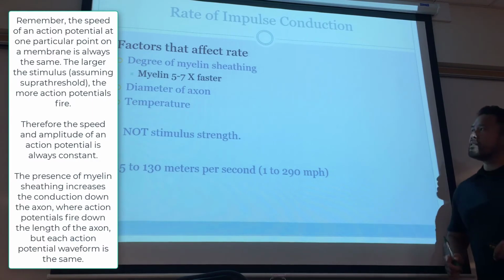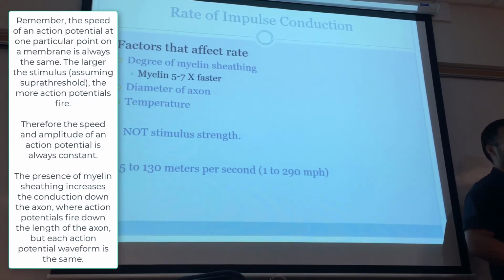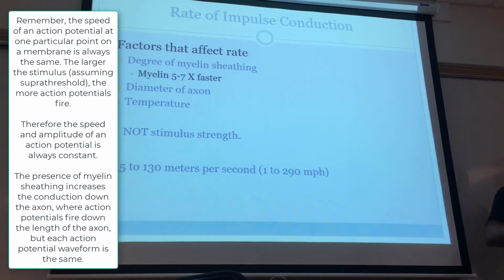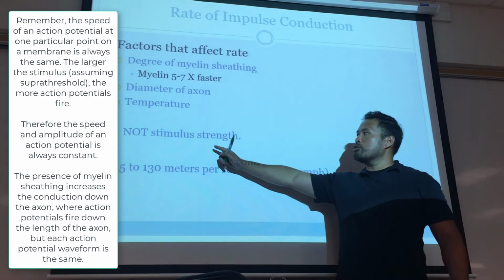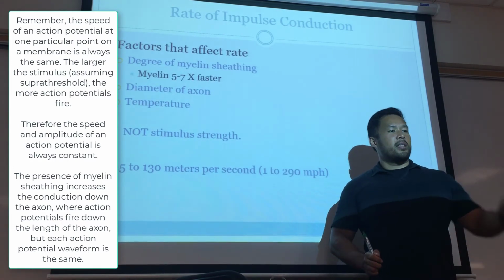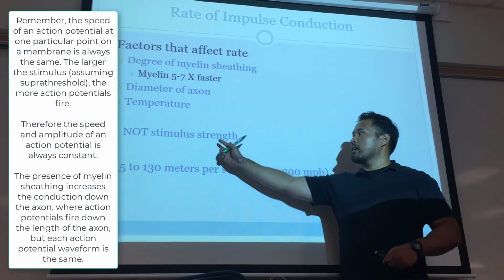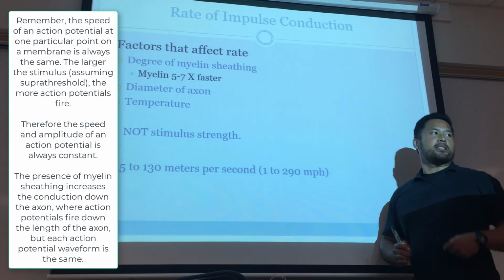The thing that does not affect the rate of impulse conduction is the stimulus strength. As long as we get our sensory neurons to get to threshold, it's going to travel at the same speed. As long as you're in continuous conduction, it's not going to speed up any faster. If in saltatory, it's not going to speed up any faster. It's always going to travel the same speed.